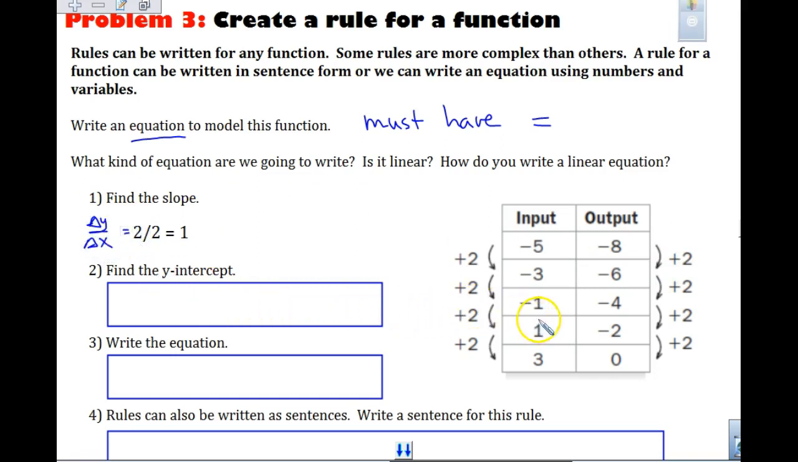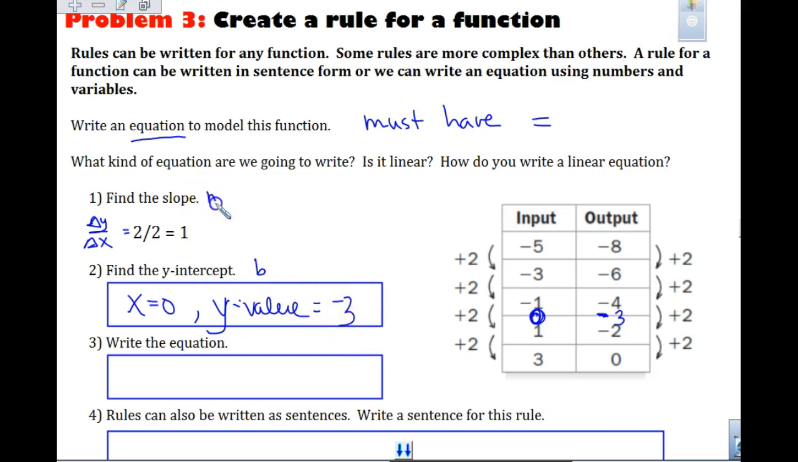If we're looking for our y-intercept, wouldn't our y-intercept be right here in between -1 and 1, where X is 0? So when we look for our y-intercept, it's when X equals 0. It's the Y value. So my Y value is equal to what number in that table? What would have to be between -2 and -4? -3. So my Y value should be -3. So my B is -3.